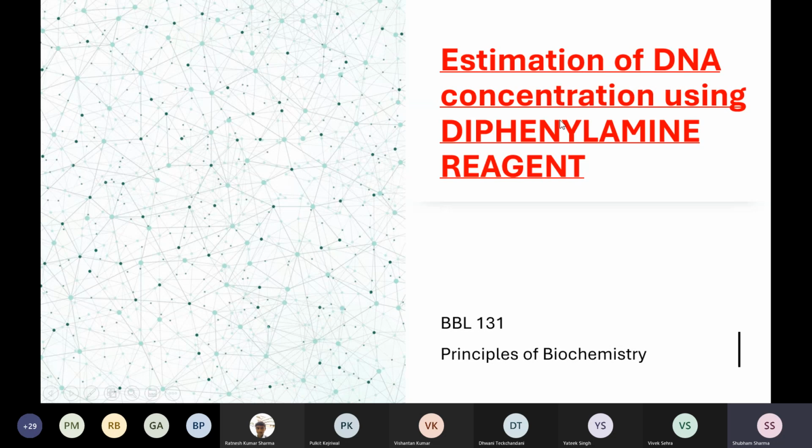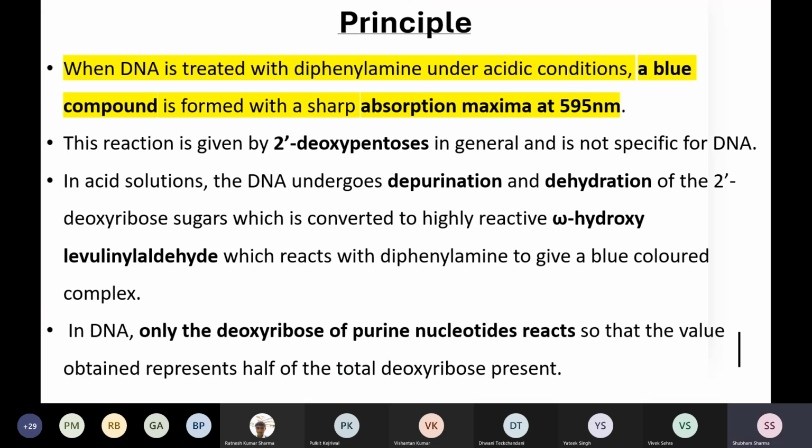So as I was saying, today we are going to estimate the DNA concentration using diphenylamine reagent. The concept and the principle of this method is very much alike the concept that we had studied in the last experiment. That is, we are going to obtain a colored product at the end of the reaction, whose absorbance we measure at a particular lambda max, and thereby we calculate the concentration of a target molecule, which here is DNA.